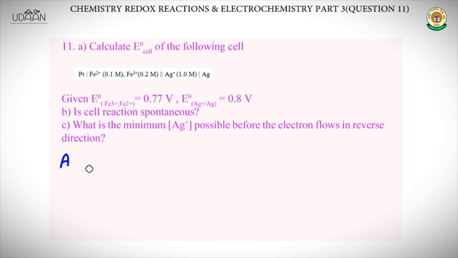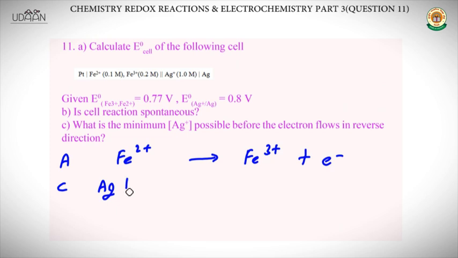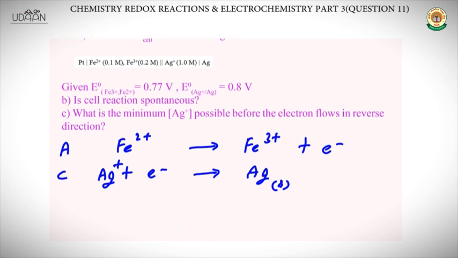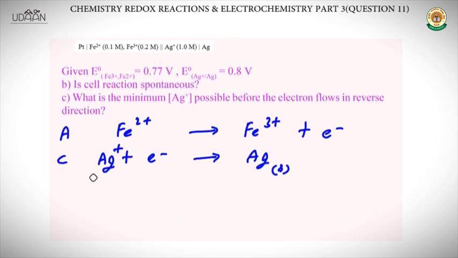Alright. Okay, so anode, cathode. At anode, Fe2+ gets converted to Fe3+, it is the oxidation, plus electron, and at cathode it's Ag plus plus electron gives a solid Ag. Okay, this is clearly from the given half cell.